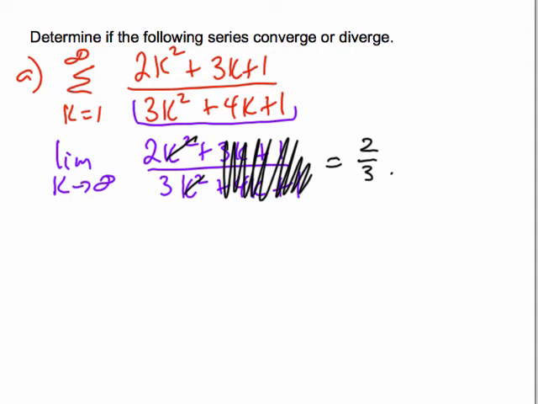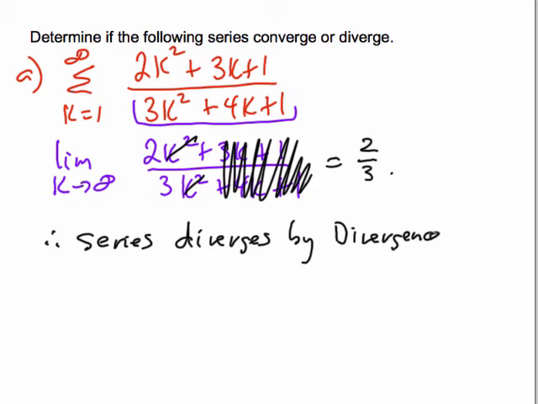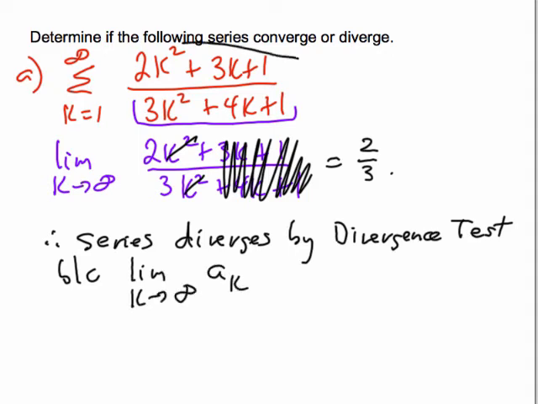We need to write this out. Therefore, our series diverges by the divergence test. There's going to be a number of tests moving forward, so you want to name the test you're using. The series diverges by the divergence test, and why? Because the limit of the sequence a sub k doesn't equal 0.